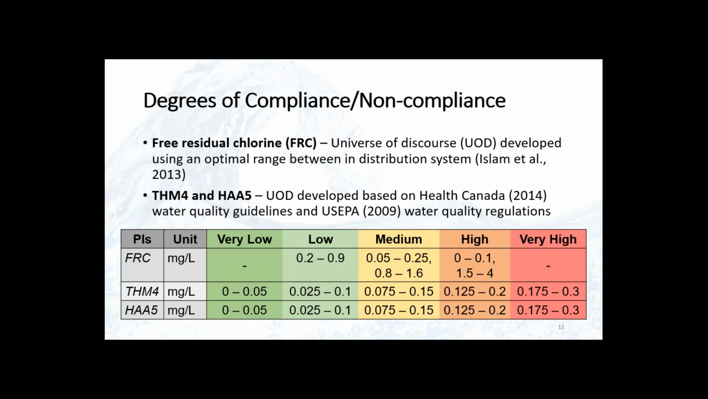So in order to quantify performance using a fuzzy inference system, the first step is the establishment of a universe of discourse, which represents all possible input values to a fuzzy system. In this slide, I'm highlighting specific chemical indicators, including free residual chlorine and two commonly monitored disinfection byproducts, THM4 and HAA5. The associated universe of discourse is based on literature or water quality guidelines and regulations, and it's basically to provide additional detail beyond just the acceptance of meeting standards or being an exceedance, being above the guidelines or standards.